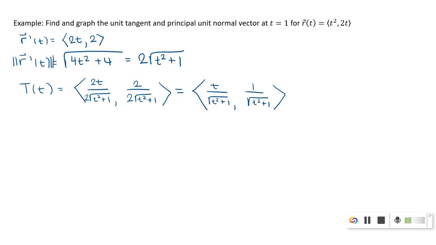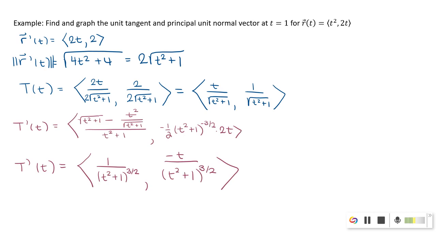So that means my unit tangent vector simplifies down to t over the square root of t squared plus 1, comma 1 over the square root of t squared plus 1. Again, to find the unit tangent vector, I take the r prime components and divide them by the magnitude of r prime. And then I canceled some 2's out. All right, so that's my unit tangent vector. Now to find my unit normal vector, I have to find the derivative of this tangent vector and divide it by its magnitude. So lots of calculus and algebra.